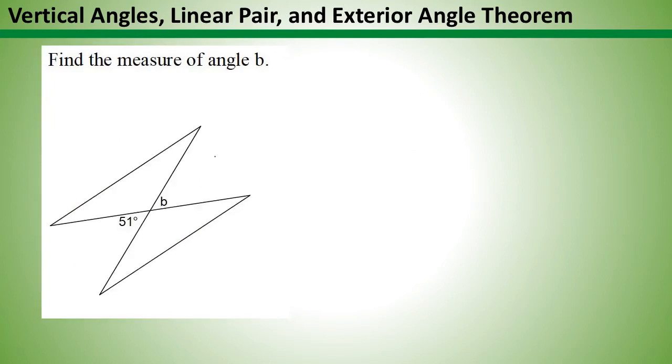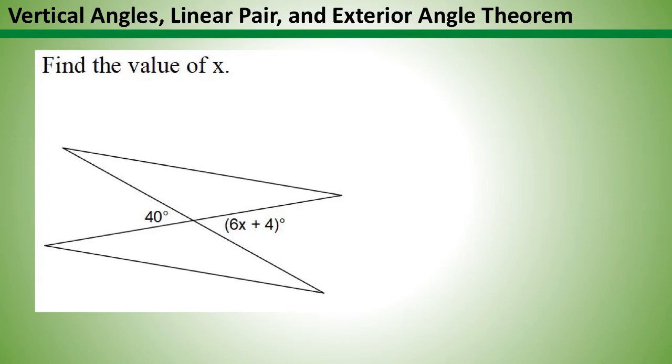Okay, this example, angle B and this 51 degree angle, they are vertical angles. So what I know is that angle B is going to be also 51 degrees because these two angles are the same.